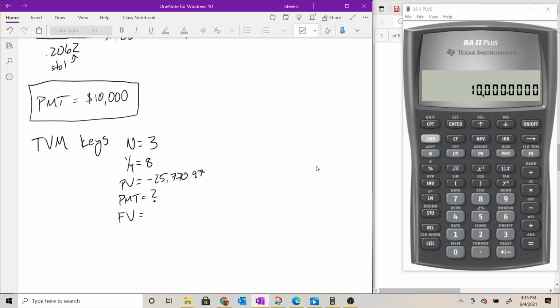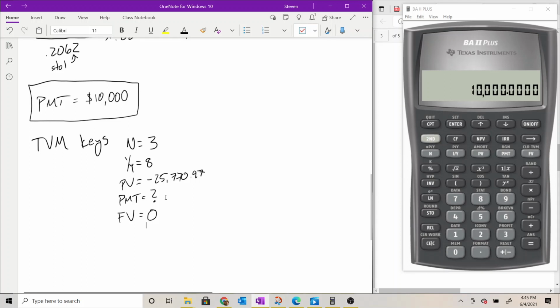Payment is what we are solving for, so put a question mark there. And then future value, I'm actually going to enter a 0. And that's not because the future value of this annuity is 0. I am asking the calculator to solve for payment. So it's going to apply the time value money relationship to the present value and future value that I put in order to come up with the payment.